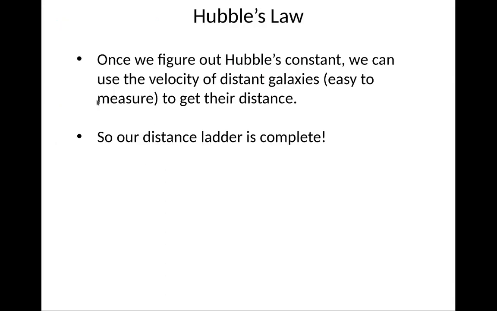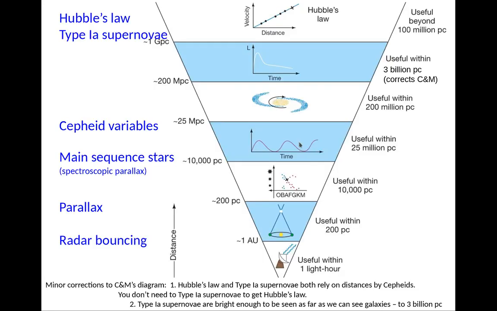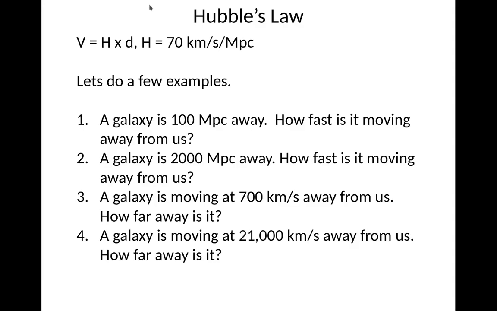Okay, so once we figure out Hubble's constant, we can use the measured velocity of a galaxy, which is easy to measure from the spectral lines, to get its distance. All right, so now the distance is complete. We can measure everything to the edge of the universe. Cepheids, boom. Now we get Hubble's law, and we get the rest. We're done.